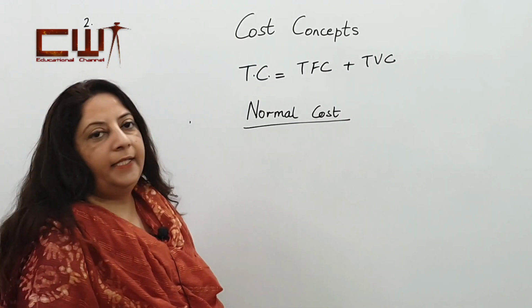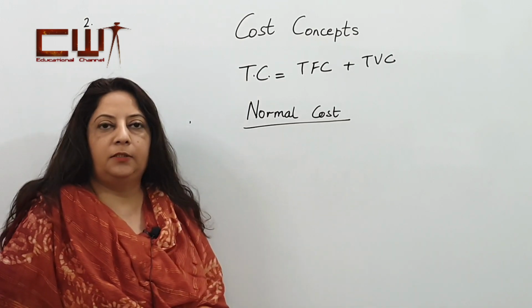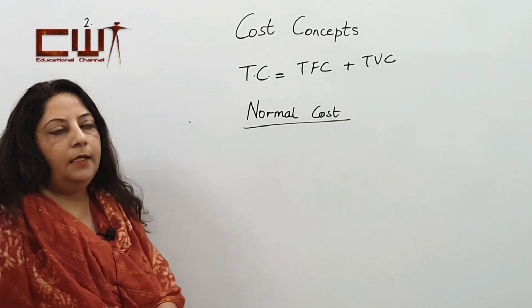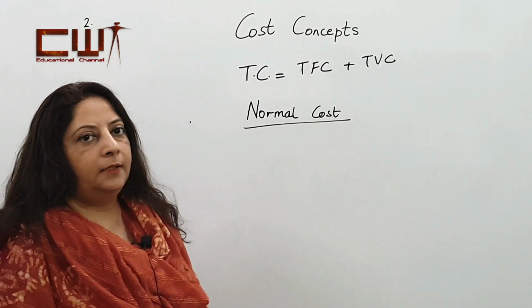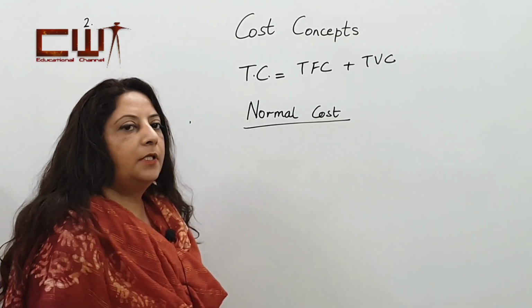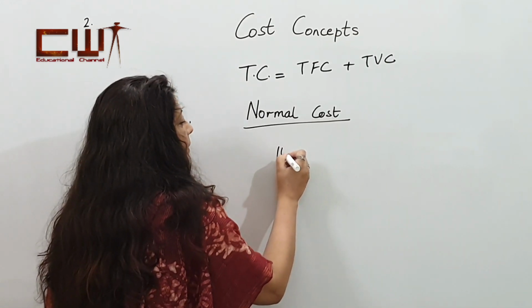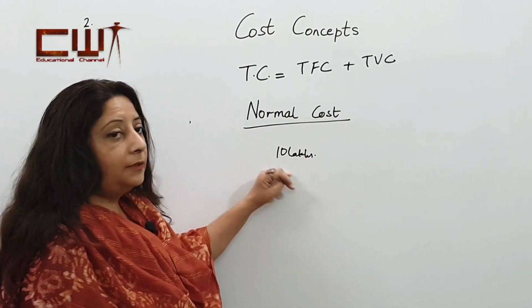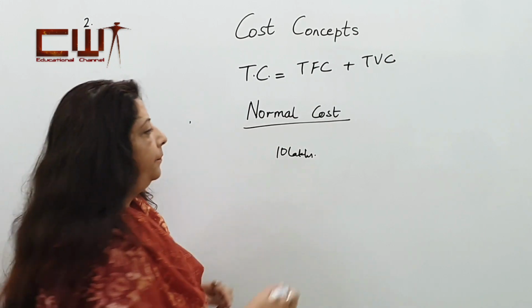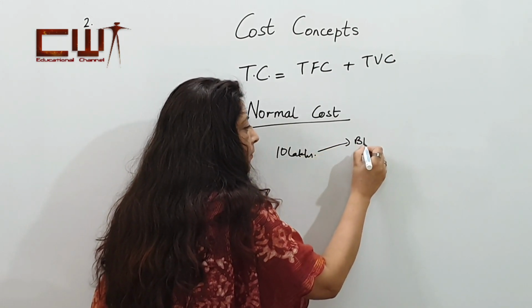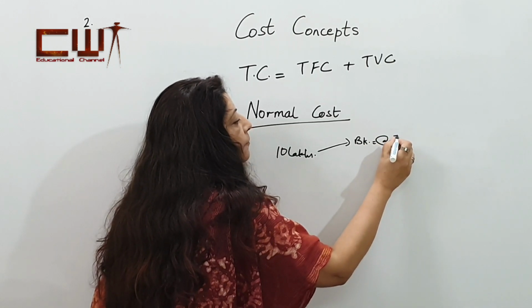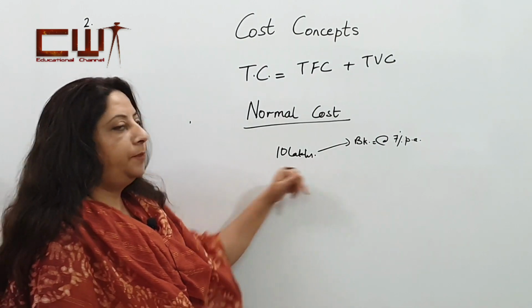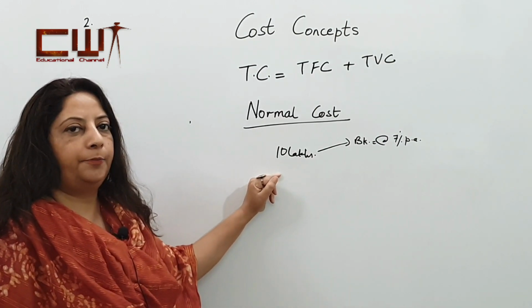Hello students, our next concept under cost concepts is the concept of normal cost. Normal cost means, let's start with an example. Let's suppose a person has 10 lakh rupees to invest. Now this 10 lakhs is kept spare with him. If this person keeps this amount in a bank, it will earn a rate of interest of, let's say, 7% per annum. This is the return this person is getting on an investment of 10 lakh rupees.